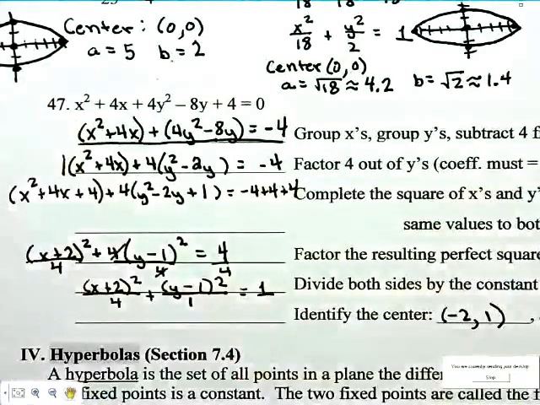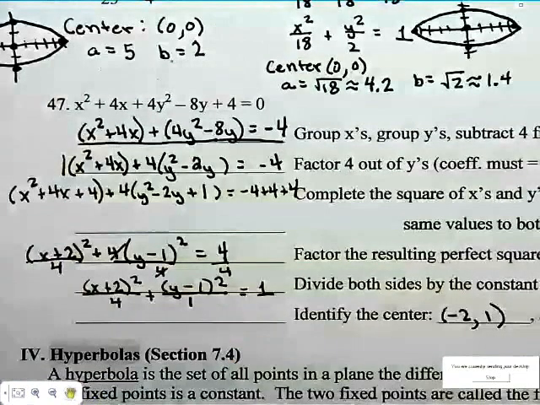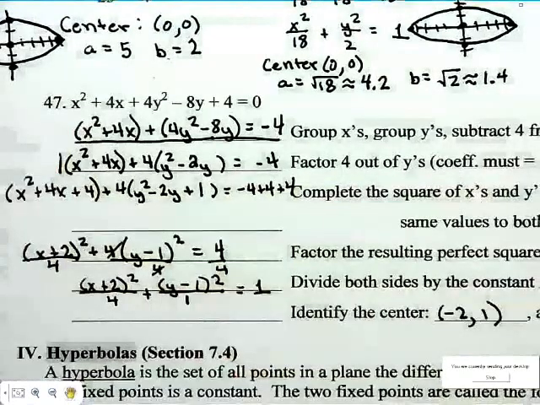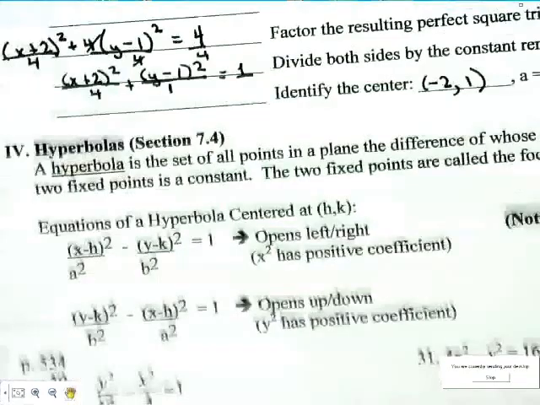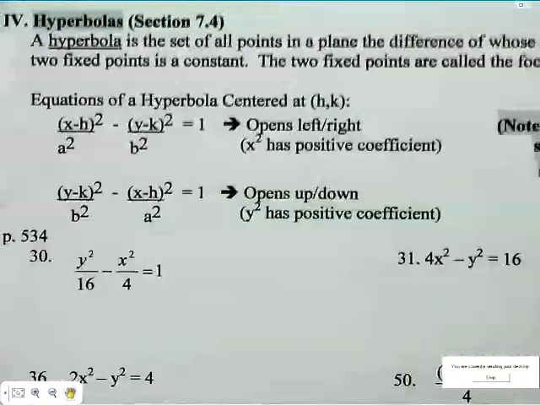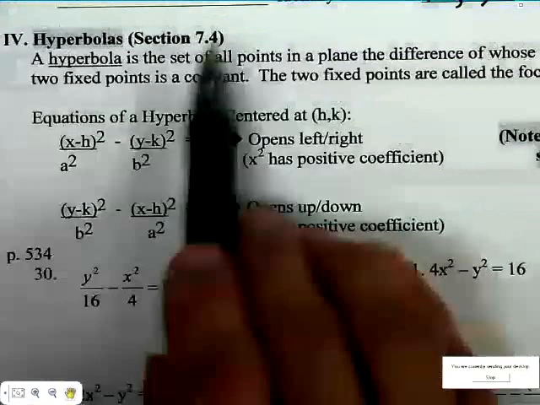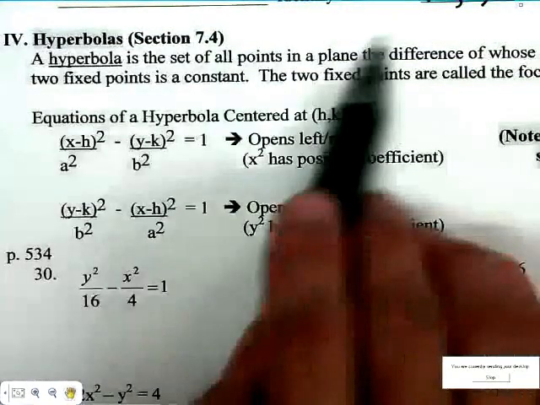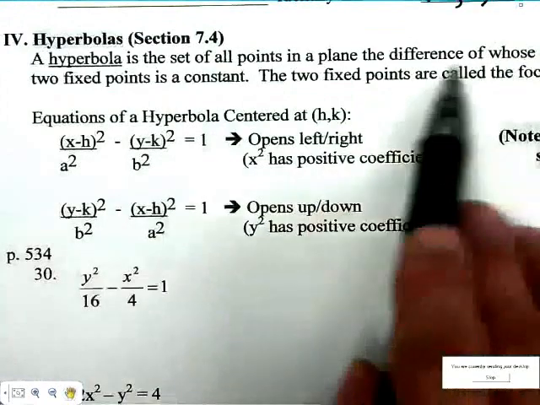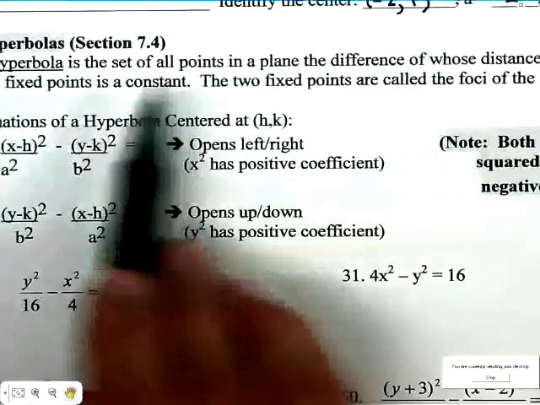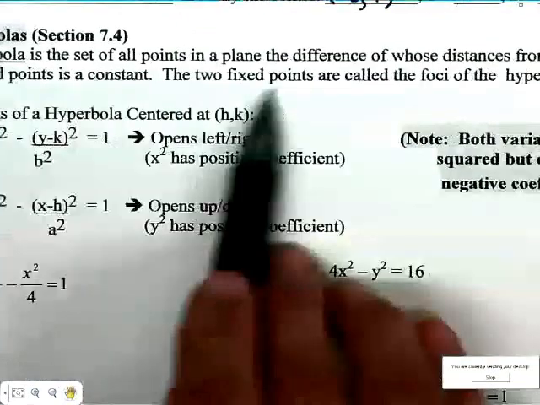All right, that's all I need to say about ellipses. And just when you think math can't be any more fun, you get hyperbolas. A hyperbola is the set of all points in a plane whose distances from 2 fixed points have a constant difference, and those 2 fixed points are called foci, just like they were for an ellipse.